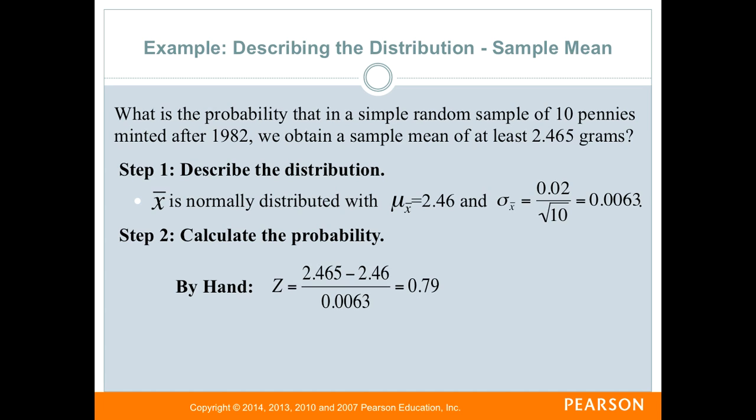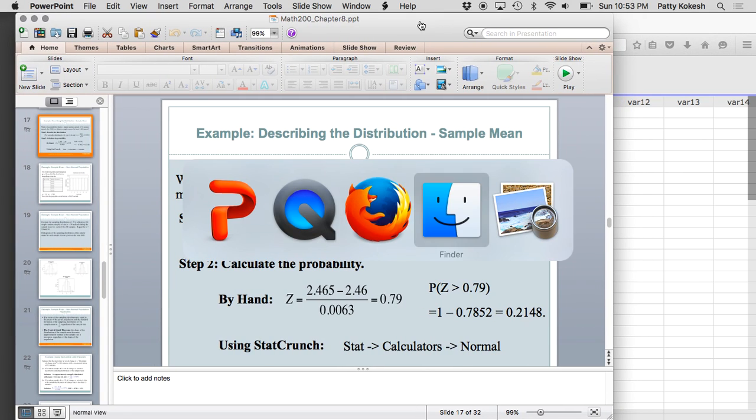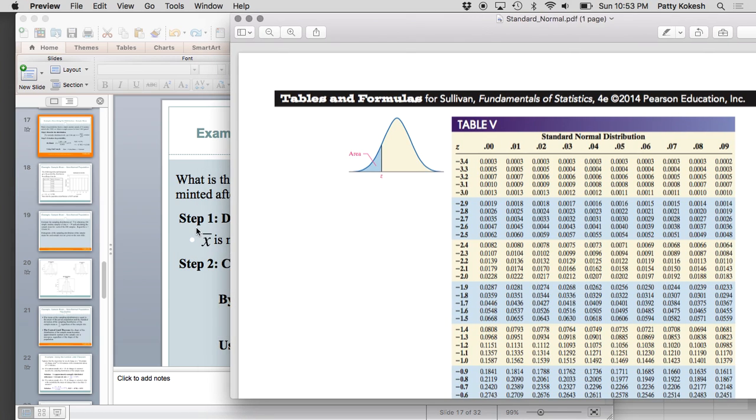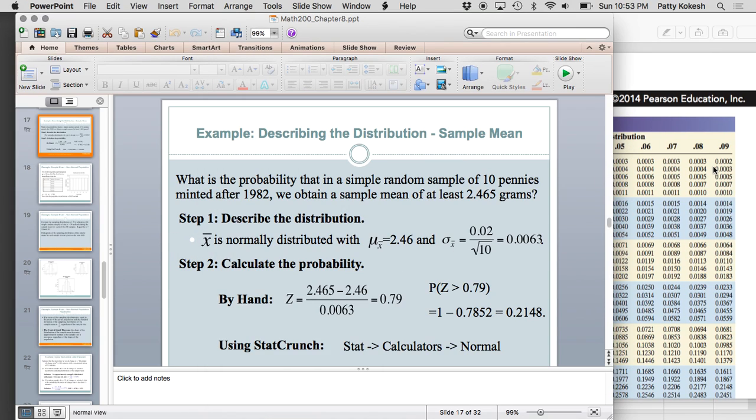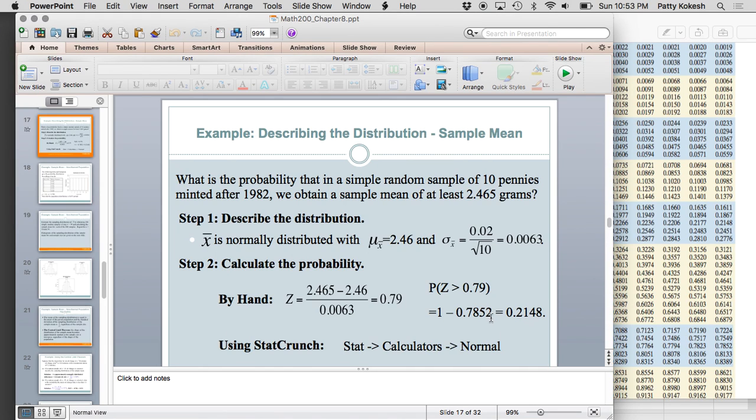So we would calculate our z-score by taking whatever we're interested in, which was our 2.465 grams, and subtracting our mean of 2.46, and dividing by our standard deviation, which we had to recalculate using our sample size. And if you do this, you get 0.79. And then what you want to do is look it up on your table. So I'm just going to minimize out of this presentation for a minute and bring up my z-score table. So I have my standard normal table here. I'm looking for 0.79. And if I look here, I have 0.7, and then I go all the way over to 9, and I have 0.7852, it looks like.